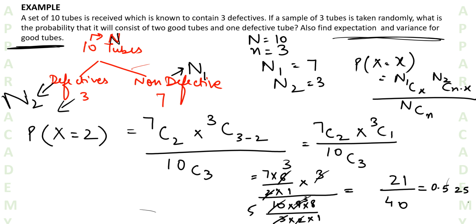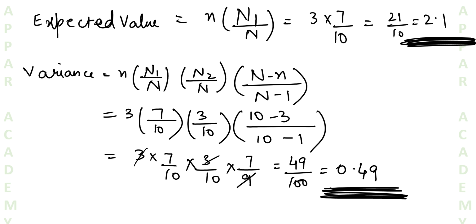And this was the probability of getting 2 good tubes. So this is what hypergeometric distributions are all about.